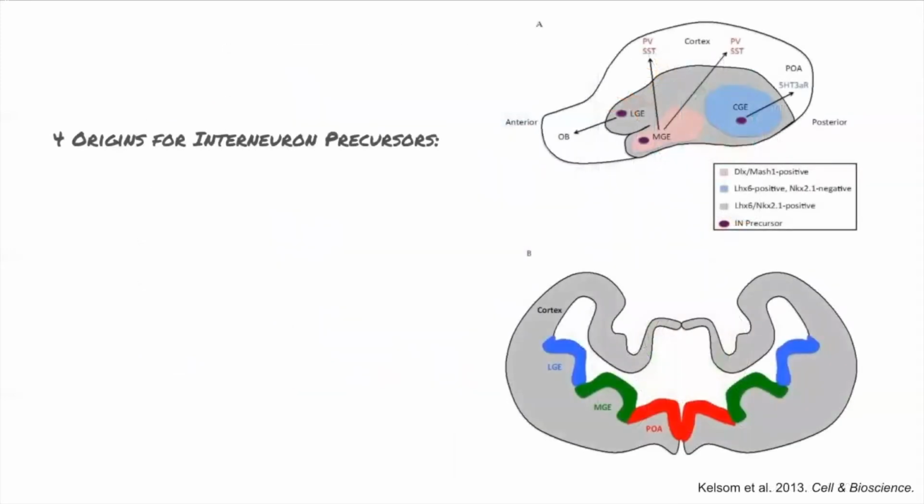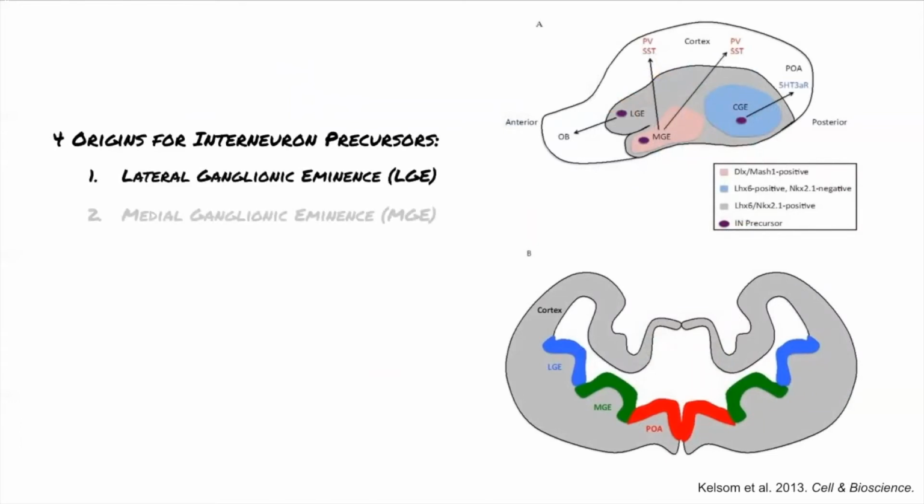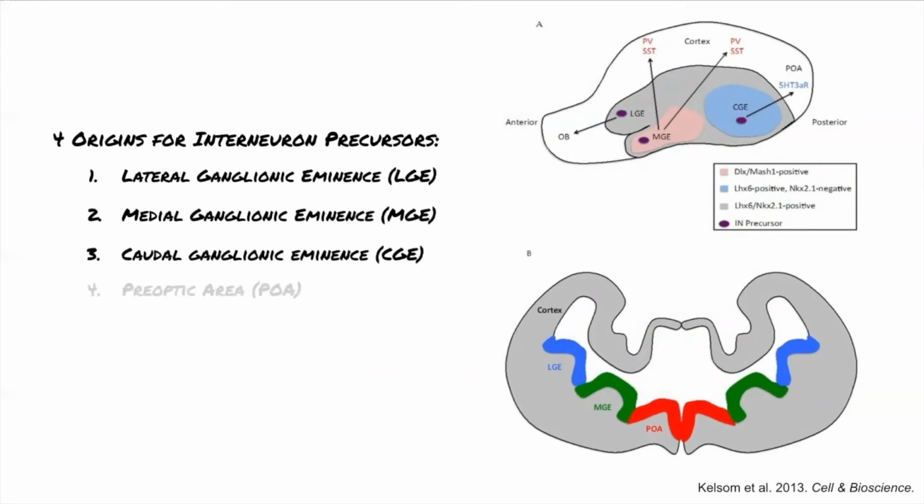There are four neurogenic sites that include the three ganglionic eminences: the lateral ganglionic eminence, the medial ganglionic eminence, and the caudal ganglionic eminence. The fourth one is an additional area near the medial ganglionic eminence called the preoptic area, or the POA.